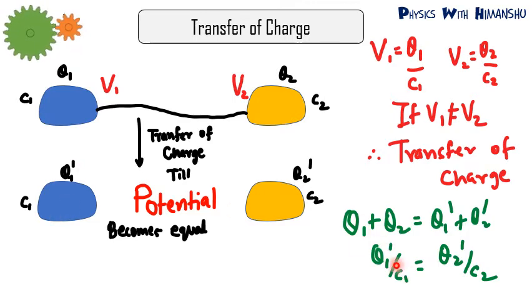That is Q1 dash by C1. And what is the final potential on C2? That is Q2 dash by C2. So equalizing both these quantities, we have two linear equations and two variables, that is Q1 dash and Q2 dash. Now putting the values, you can get the answer.